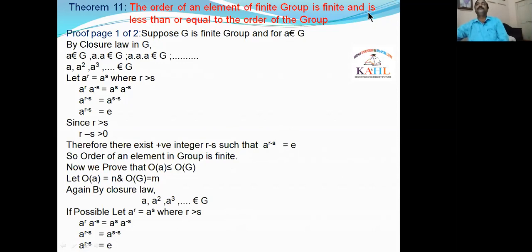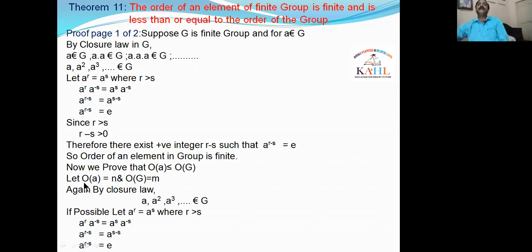Kindly check the statement in the question: it is less than or equal to the order of the group. That means the order of an element is less than or equal to the order of the group. So what we want to prove here is that the order of that element A is less than or equal to the order of group G. We have to prove this one.